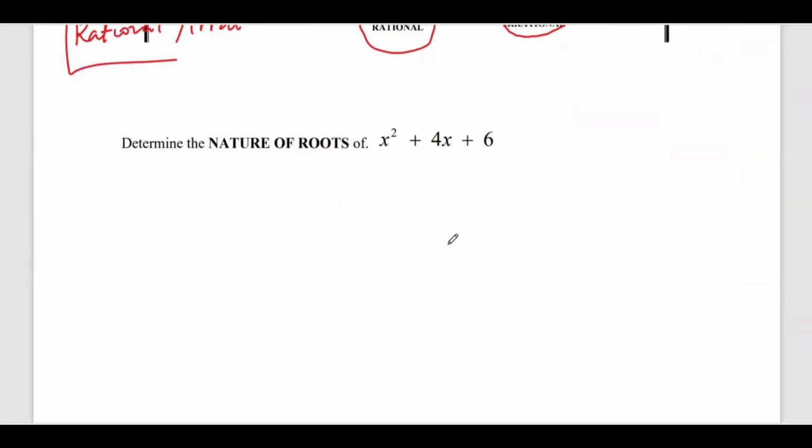Okay, let's see. Here we have an example. We have a question asking us to determine the nature of roots of x squared plus 4x plus 6. So what we need to identify, this is a quadratic expression. So our a is 1, our b is 4, the c is 6. Remember, we say the discriminant is b squared minus 4ac, okay? The determinant or the discriminant, that's what we are interested in.